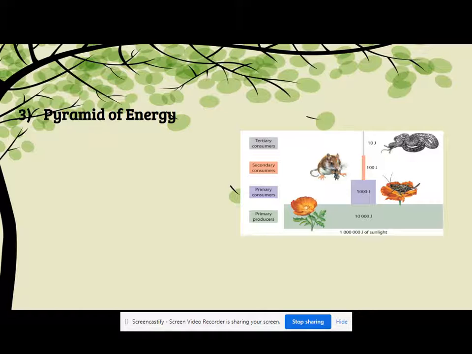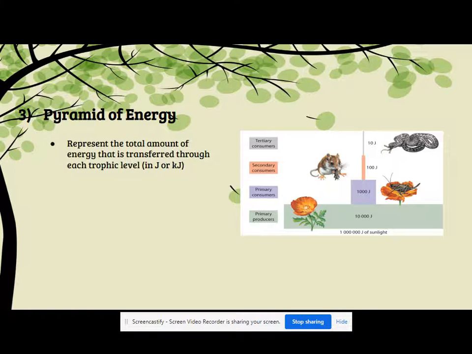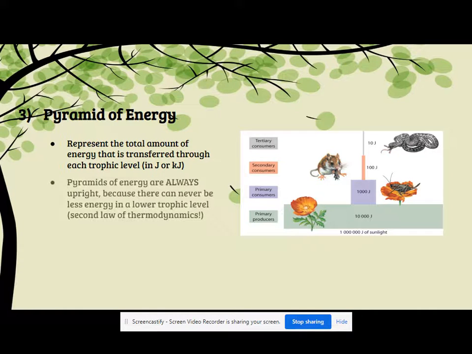Okay, then we have an energy pyramid. And an energy pyramid always becomes very small at the top. That represents the total amount of energy that's transferred through each trophic level. And there is a significant amount of loss of energy. Okay, they're always upright because you can't have more energy in snakes than you have in the grass that the snakes have fed on, the mice have fed on, the insects have fed on, the grass or the flowers or whatever. That's known as the second law of thermodynamics.